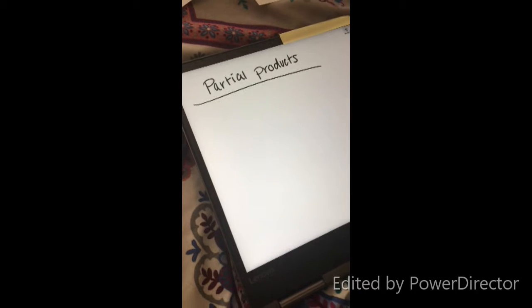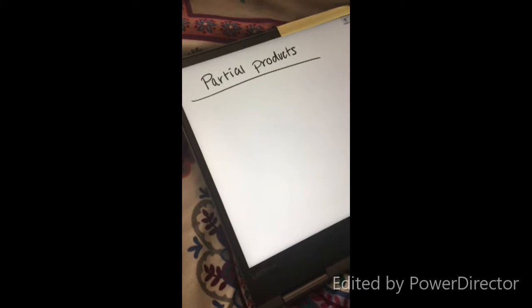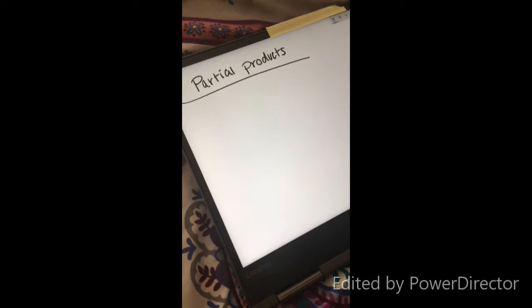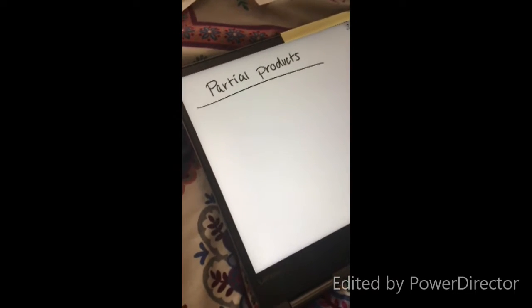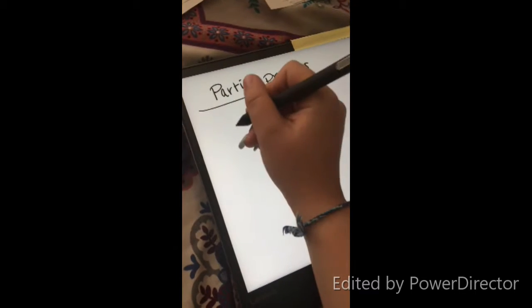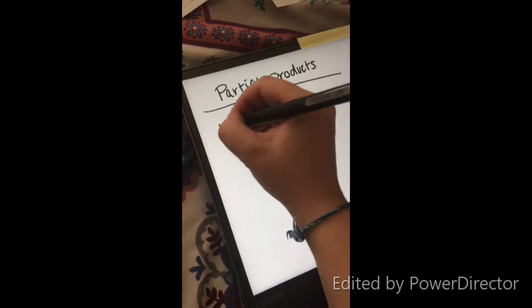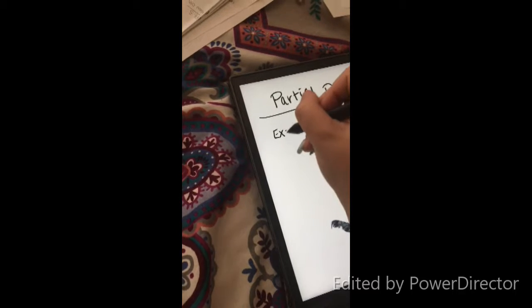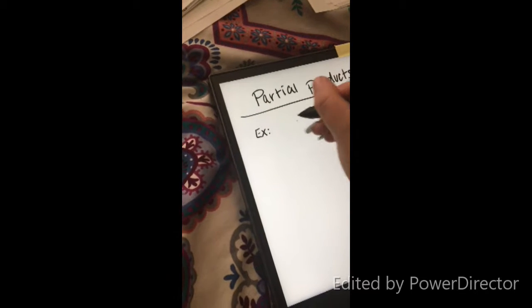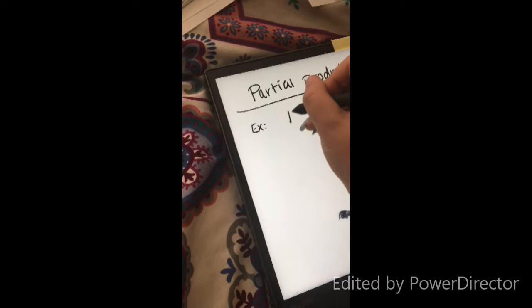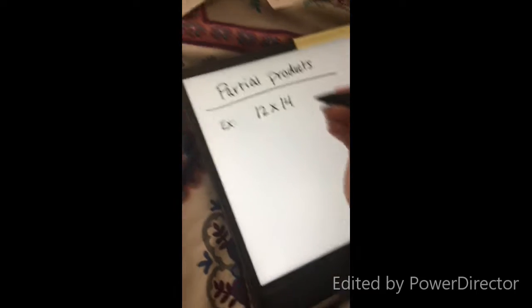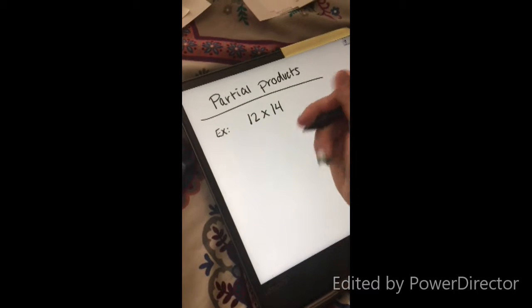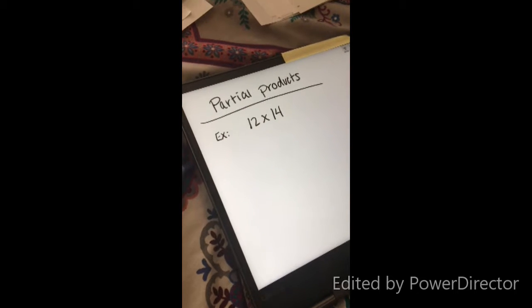Partial products are ways to break down a problem to better understand it. We use this when working with bigger numbers, so I can break it down into smaller chunks that are easier to work with. So the first thing we're going to do is a little example. We're going to take the problem 12 times 14, and we're going to break it down into tens and ones. There's multiple ways you can do this, but this is the fastest and easiest way that I find.